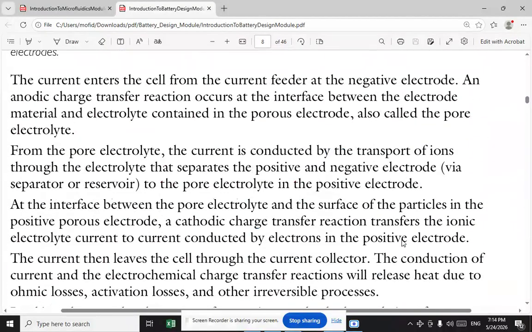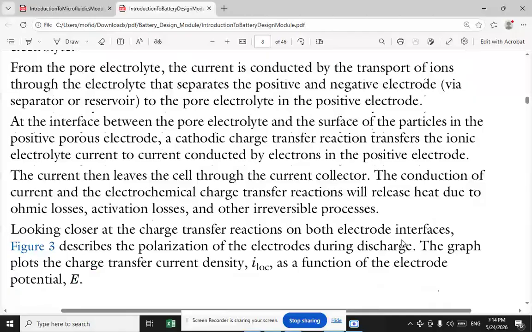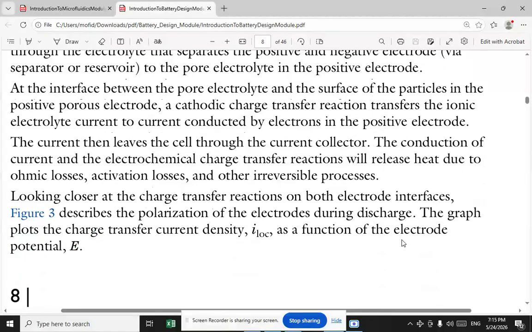The current enters the cell from the current feeder at the negative electrode, and an anodic charge transfer reaction occurs at the interface between the electrode material and electrolyte contained in the porous electrode, also called the pore electrolyte. From the pore electrolyte, the current is conducted by the transport of ions through the electrolyte that separates the positive and negative electrode via a separator or reservoir to the pore electrolyte in the positive electrode.